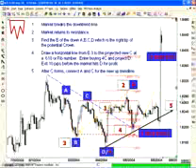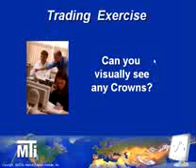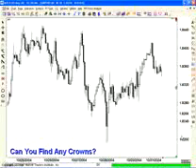Put your machine on pause. I know this looks really, really busy. Put your machine on pause and really study this. Let's go through this trading exercise. Can you visually see any crowns in these charts? You start over here and go A, B, C, D, A, B, C, D.